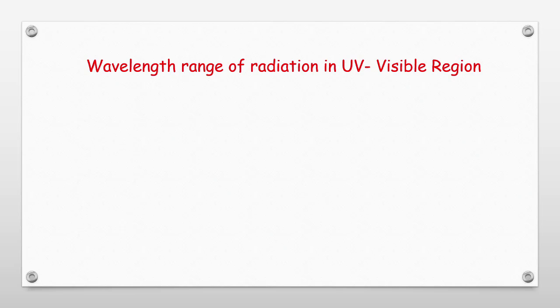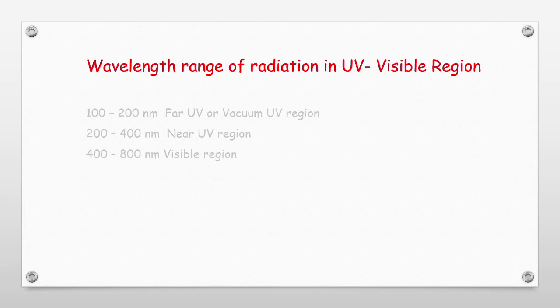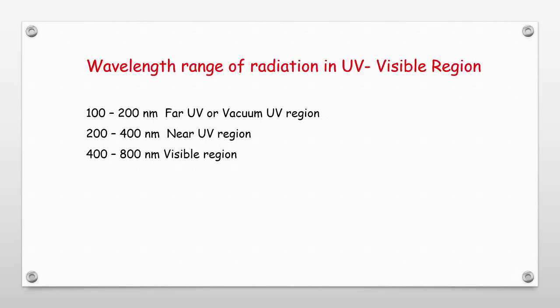Now to carry out UV visible spectroscopy, we use radiation from the UV visible region. The wavelength ranges used are from 100 to 200 nanometers, called the far UV or vacuum UV region. From 200 to 400 nanometers, it is called the near UV region. Both these together form the UV region.